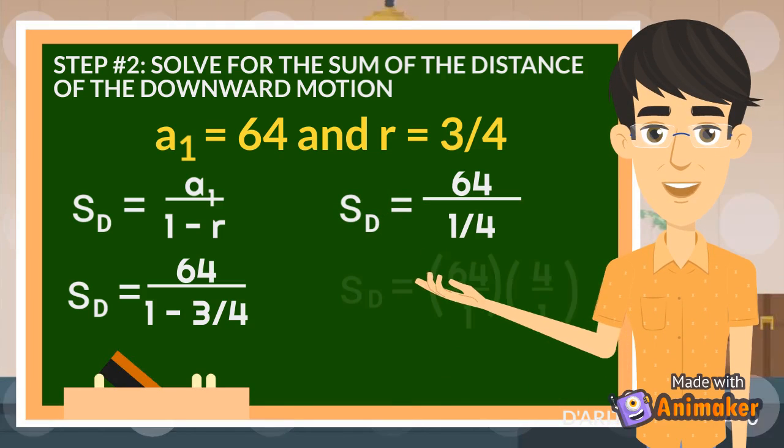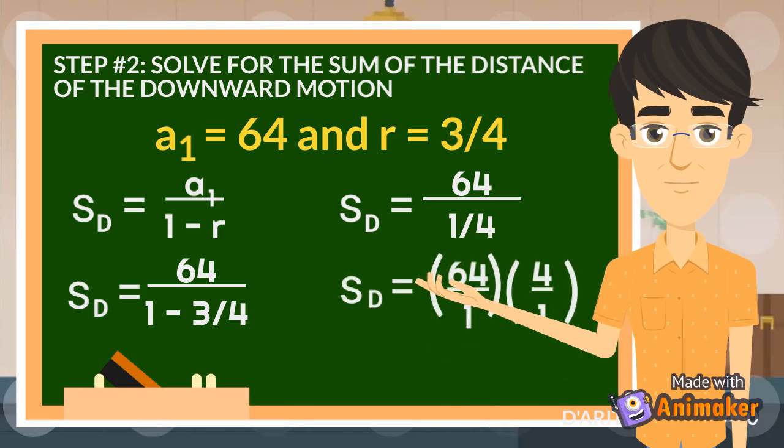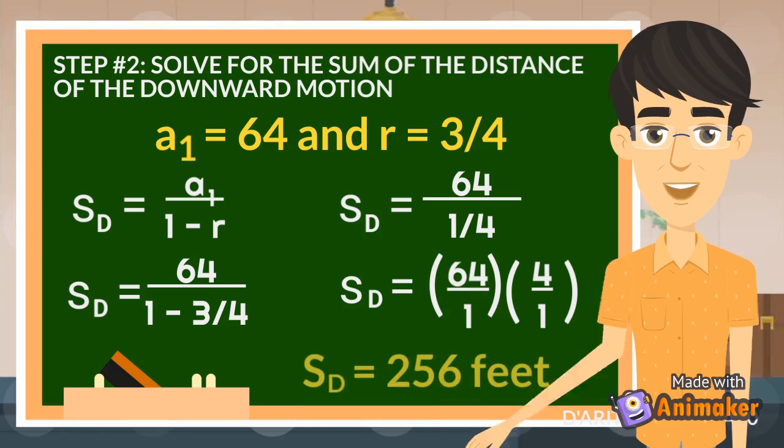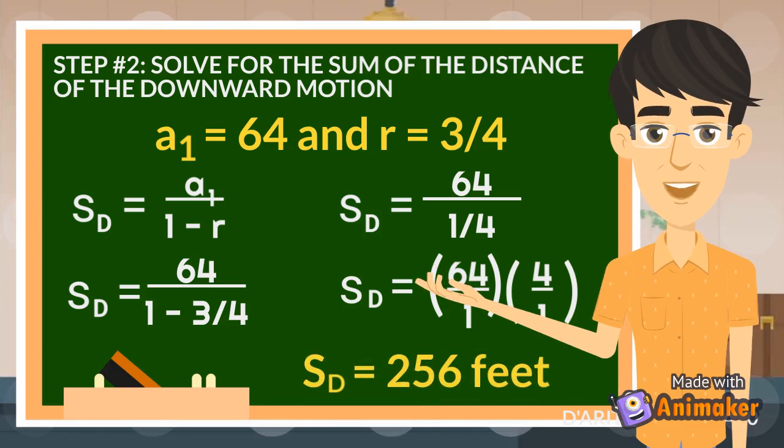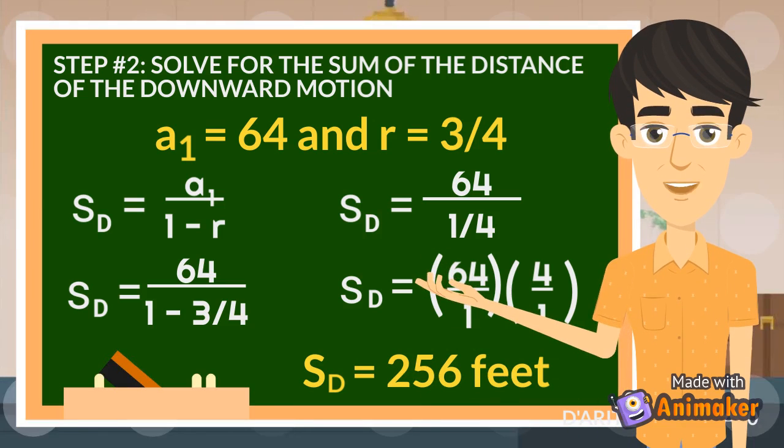Next, we will multiply 64 by the reciprocal of our denominator. We have now, S sub d equals quantity 64 over 1, times quantity 4 over 1. This gives us the product of 256. Therefore, the sum of the distance of downward motion is 256 feet. Are all these clear? If yes, let us proceed to the upward motion.